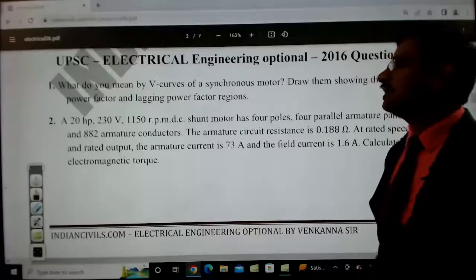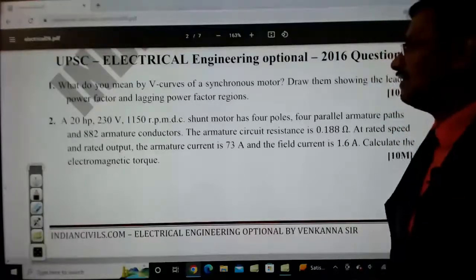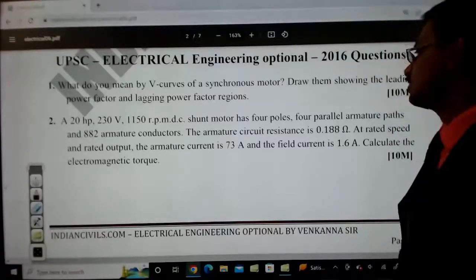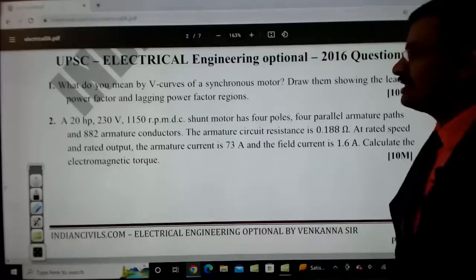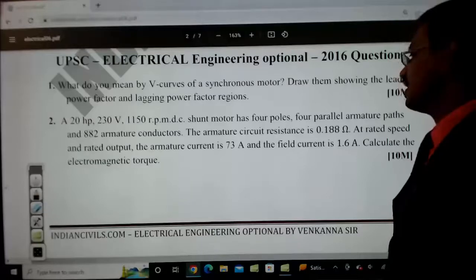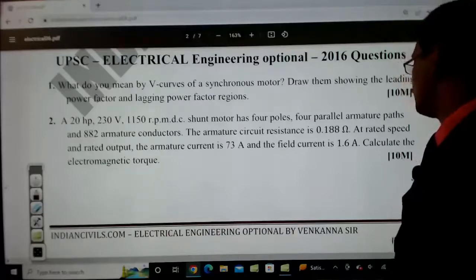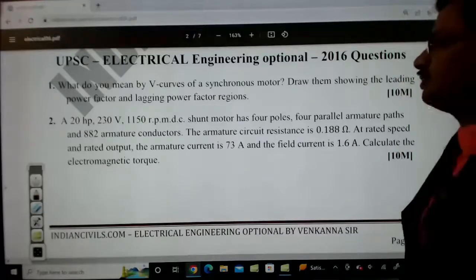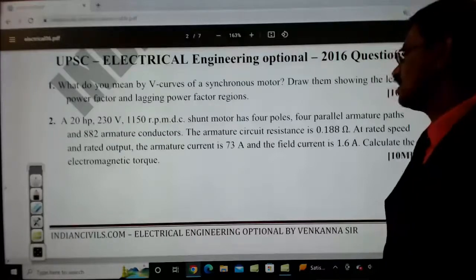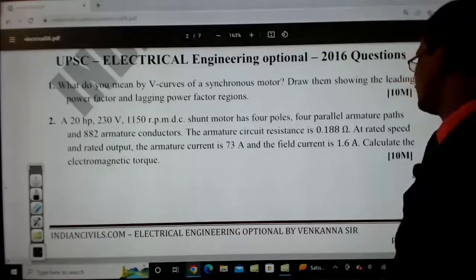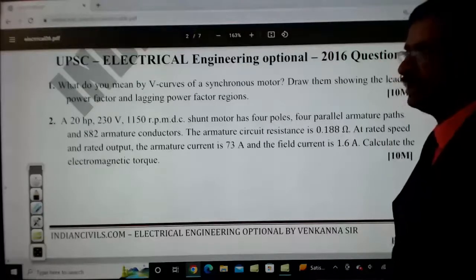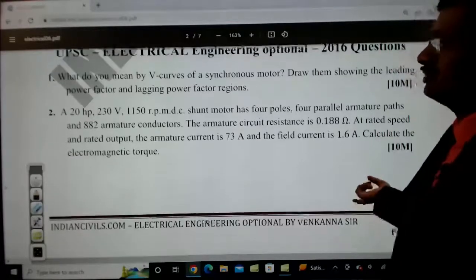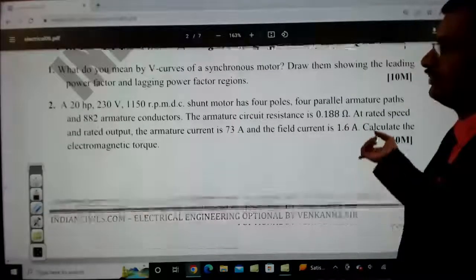And the second one is a 20 HP, 230 volts, 1150 RPM DC shunt motor that has 4 poles, 4 parallel armature paths, and 882 armature conductors. The armature circuit resistance is 0.188, and at rated speed and rated output, the armature current is 73 amperes and the field current is 1.6 ampere. Calculate the electromagnetic torque, right? So this is a straightforward question, right?